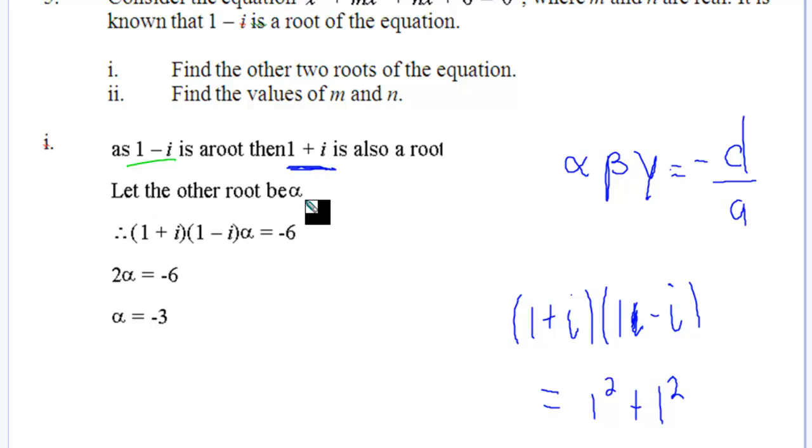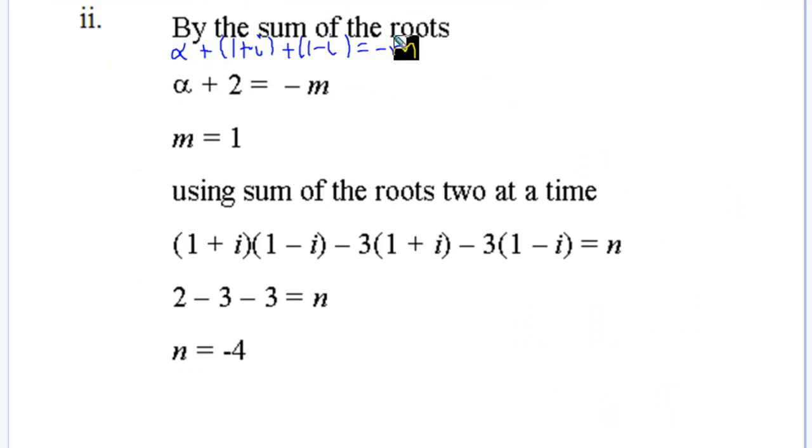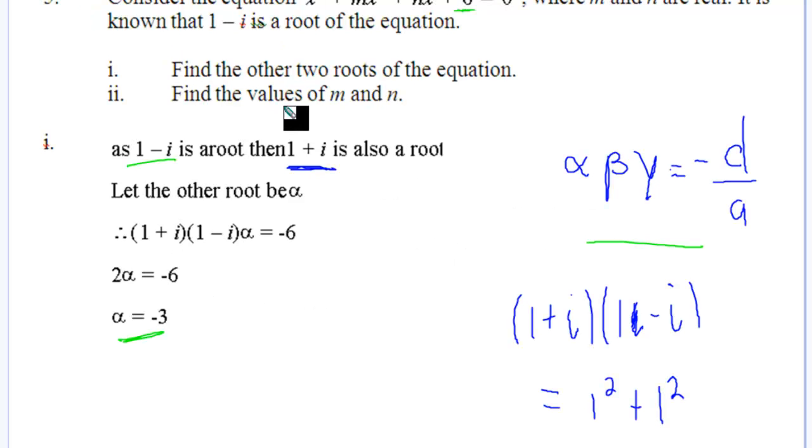So the other root must be alpha, so we can use the idea, because we've got the 6 there, that the product of the roots would be minus d on a, so minus 6 on 1. 1 plus i times 1 minus i is equal to 2. So 2 alpha is equal to minus 6, so alpha is going to give us minus 3. So there's our third root there. And then from that we're able to get our values of m and n.